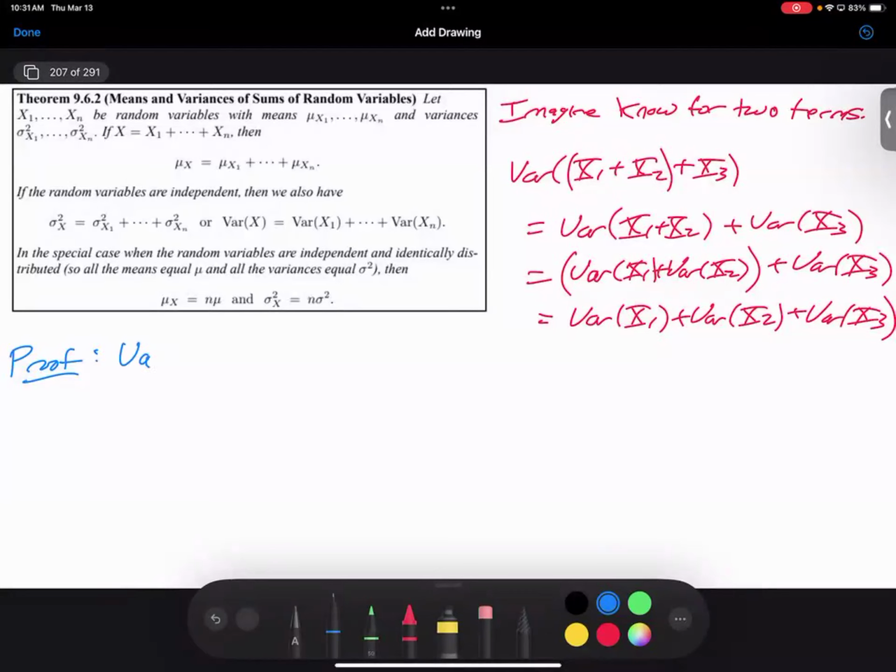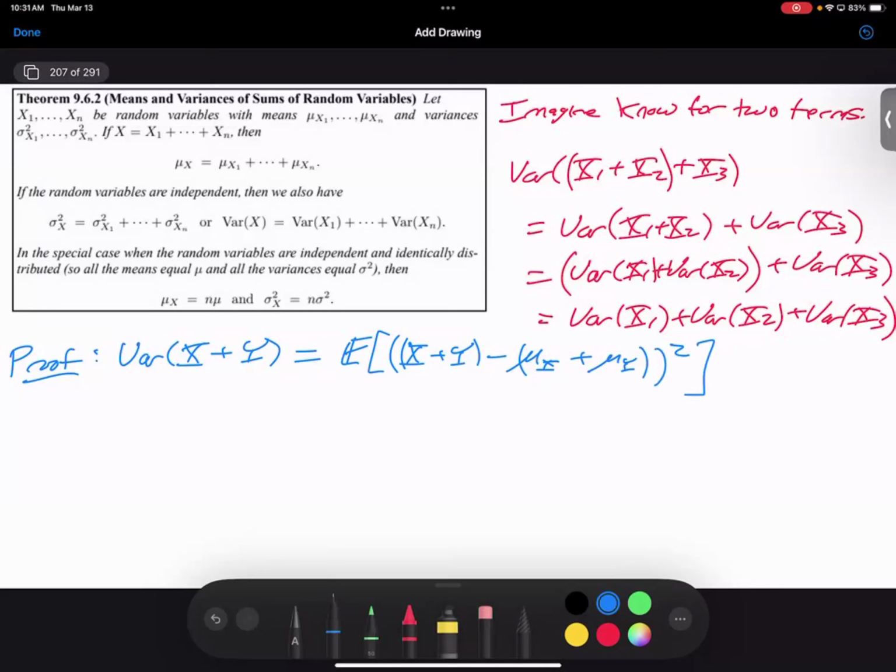Okay, so we want to look at the variance of x plus y. What is that going to be? That's going to be the expected value of x plus y minus the mean of x plus the mean of y. And we square that. Okay, so this is the expected value. And now I'm going to group things. What should I group with x?